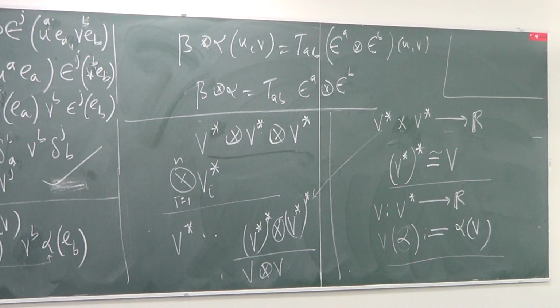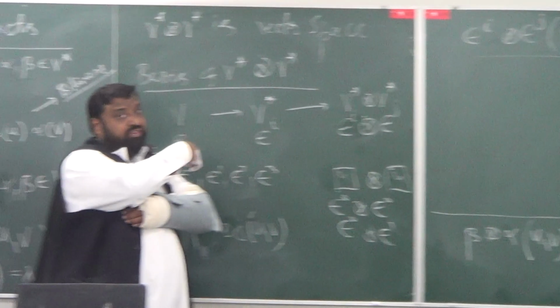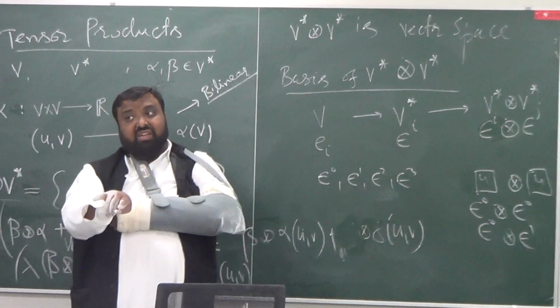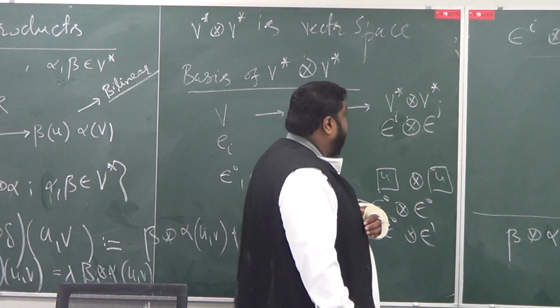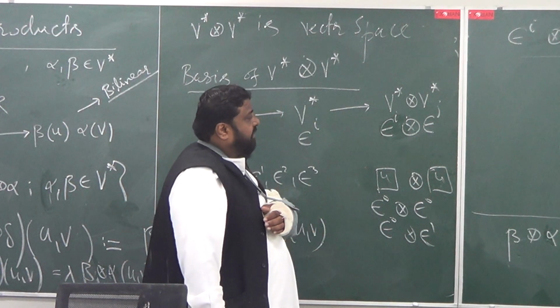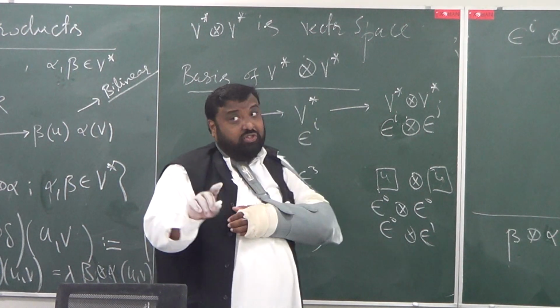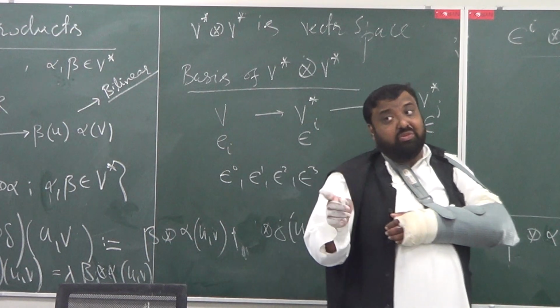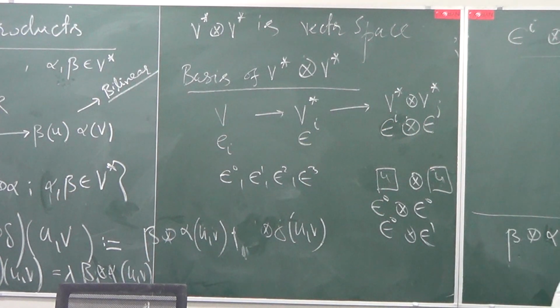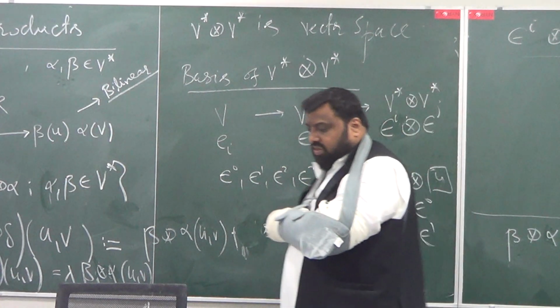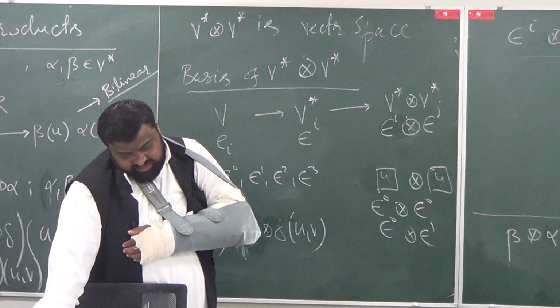We have just seen that this is a 16-dimensional space if you take V to be 4-dimensional. So isomorphism with the dual is not necessary, but with the double dual, yes. With the double dual, yes. Okay?